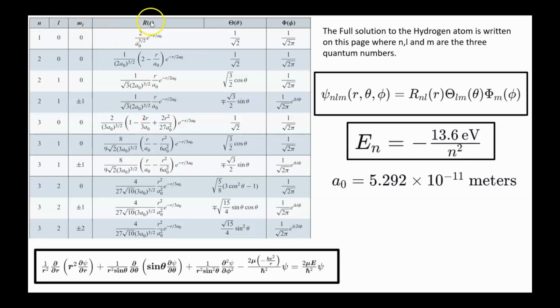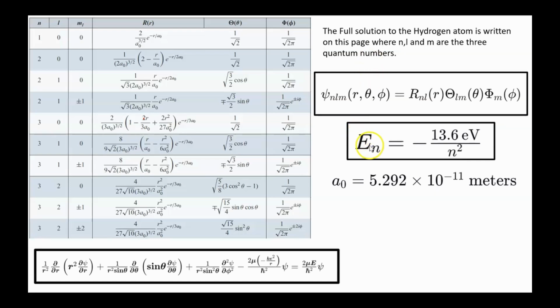These are the quantum numbers, and if I want to know the wave function, it would be the r component multiplied by the theta component multiplied by the phi component. If I were to multiply these three functions together, that would give me the wave function corresponding to the energy of negative 13.6 electron volts.